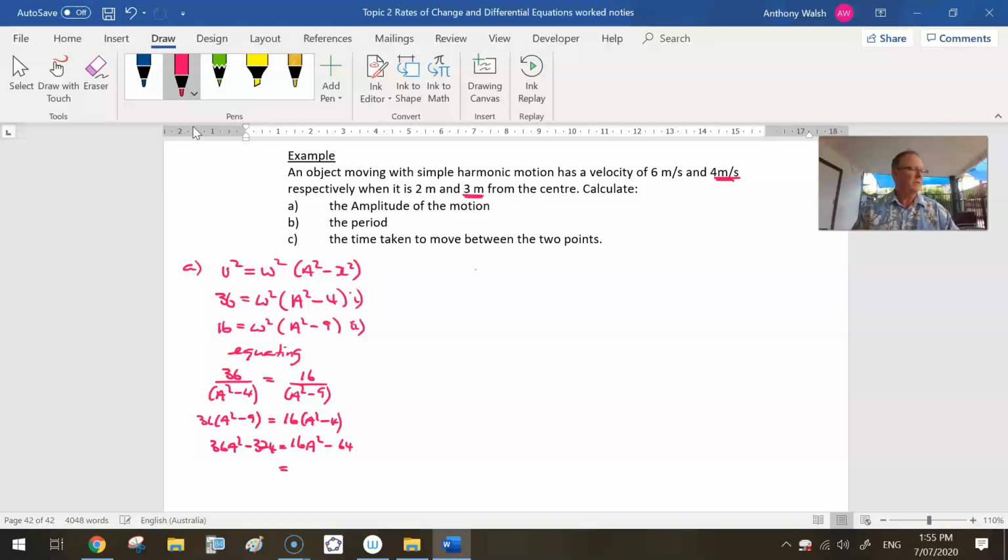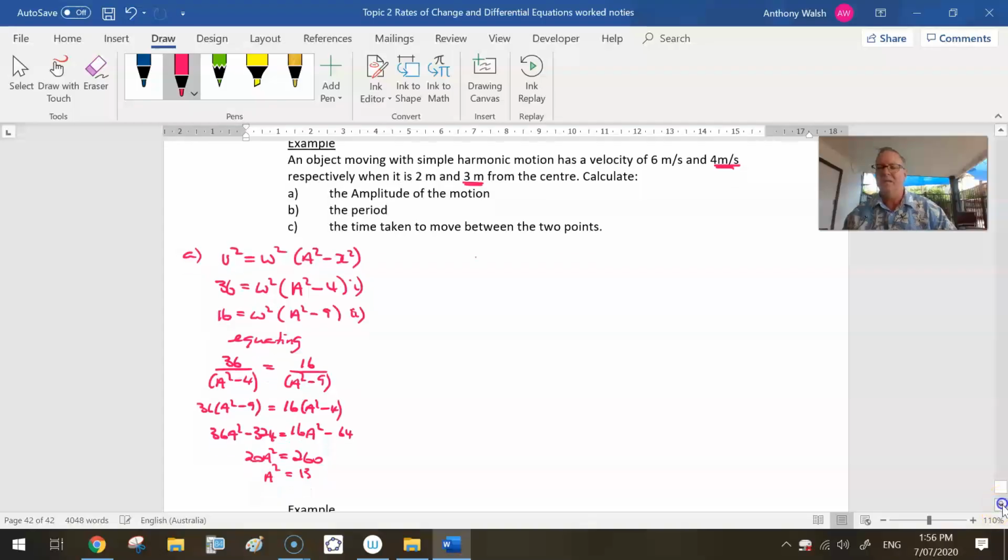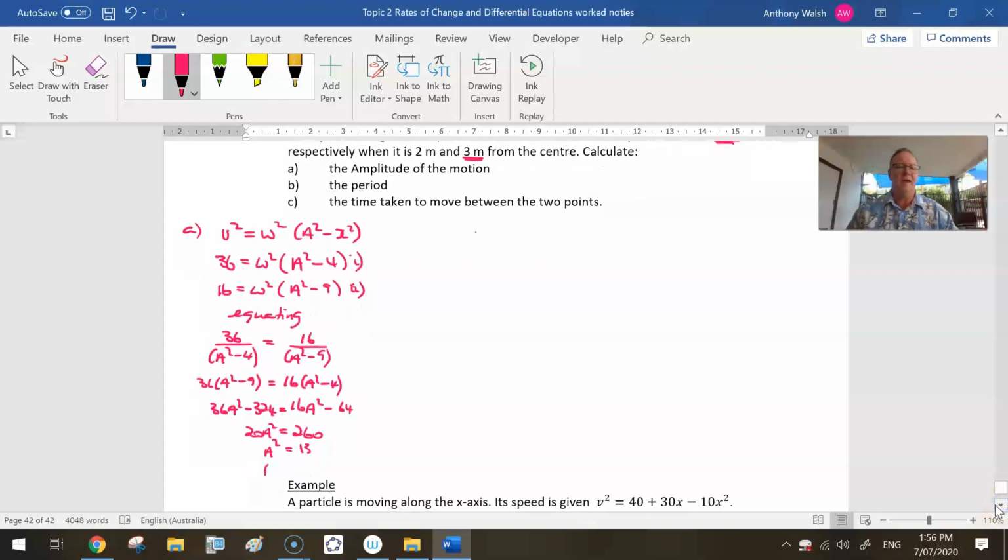Okay, rearranging that, getting A squareds all together on one side, I'd end up with, on the left-hand side, 20A squared. And on the right-hand side, that would leave me with 260, which would make A squared equal to 13, which means that I could end up with an amplitude of plus or minus square root of 13. Yay, cracked it. There's A. What about the period?